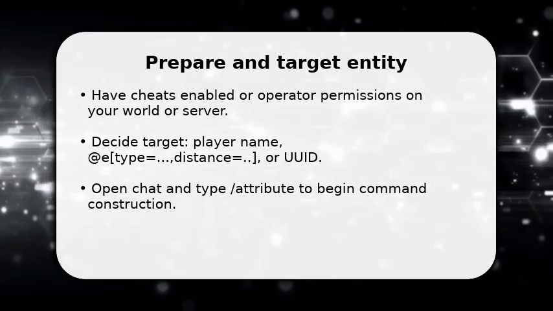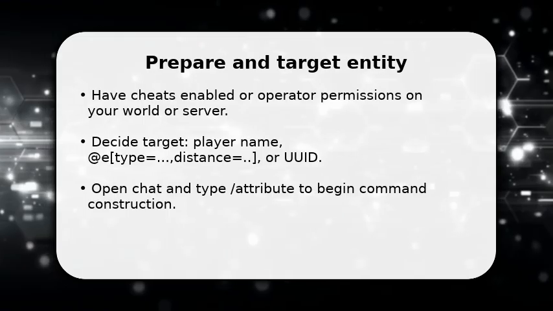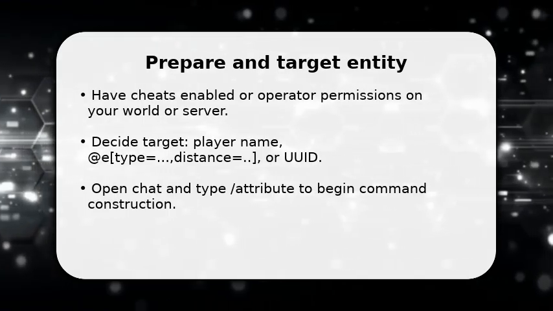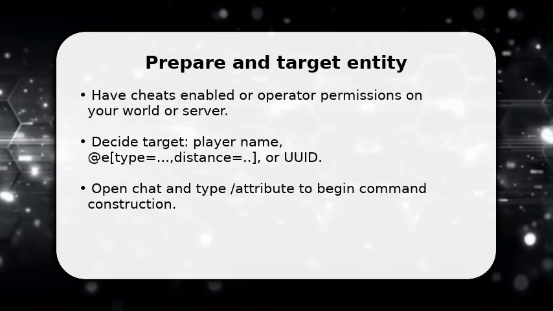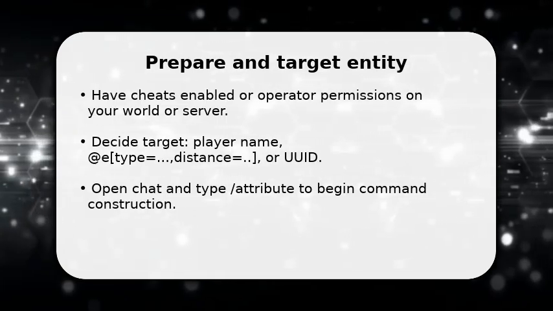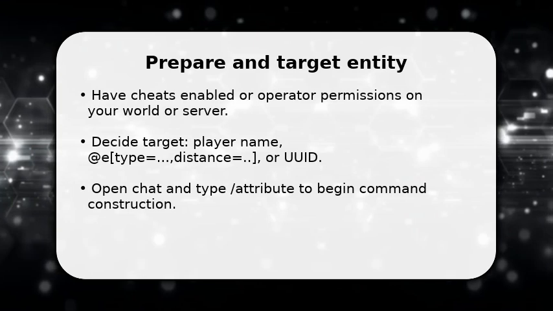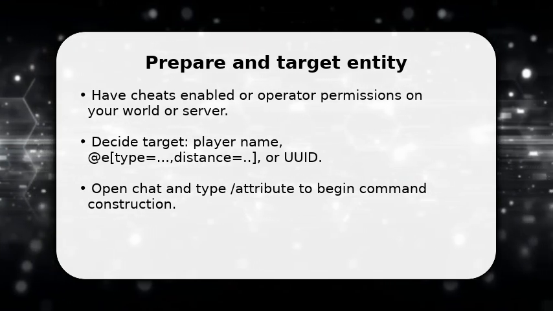Type a partial command, /attribute <target> <attribute>, to anchor the operation. You do this now so subsequent options attach cleanly. Make sure to avoid typos in the attribute ID, because the game will reject unknown attributes immediately.